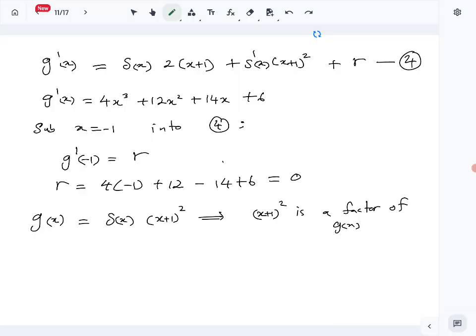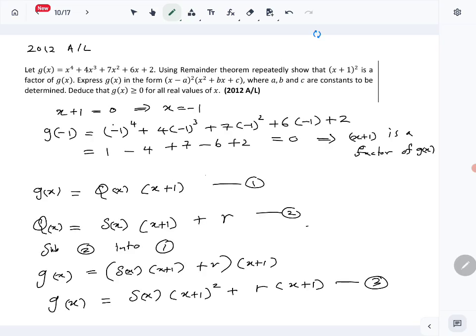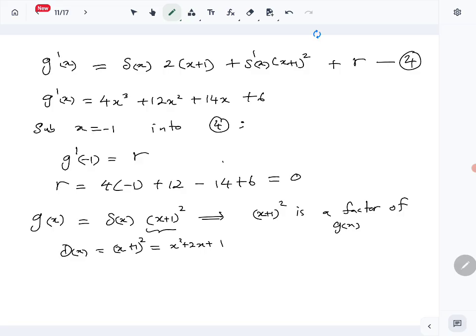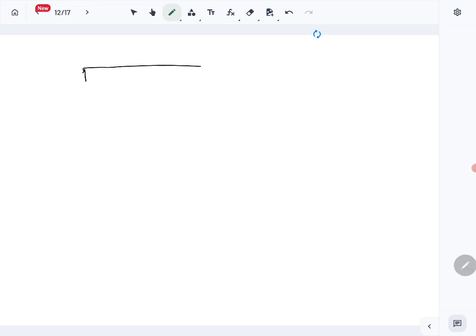Okay, so we are going to do what? I'm going to do long division. That's easy, no? I can take this as my divisor. Expand this, so (x + 1) squared is what? x squared plus 2x plus 1. Right. Then let's do long division using that.